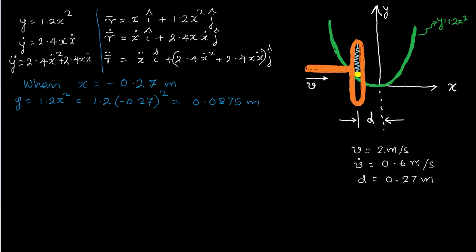Say r is equal to minus 0.27 i plus 0.0875 j.